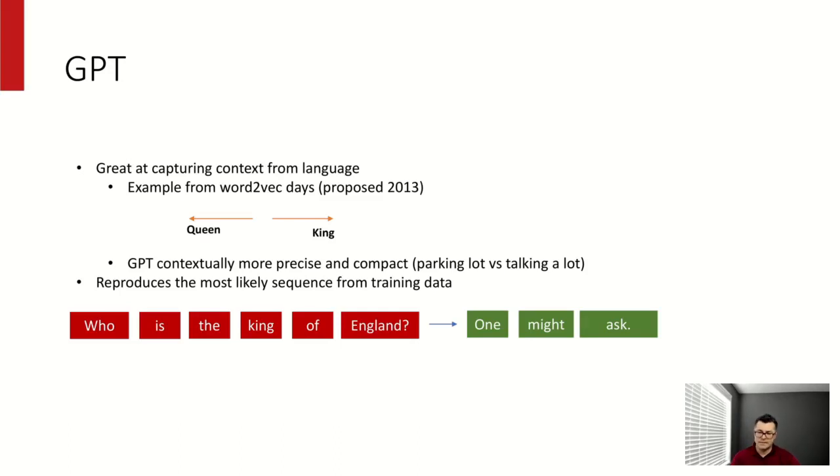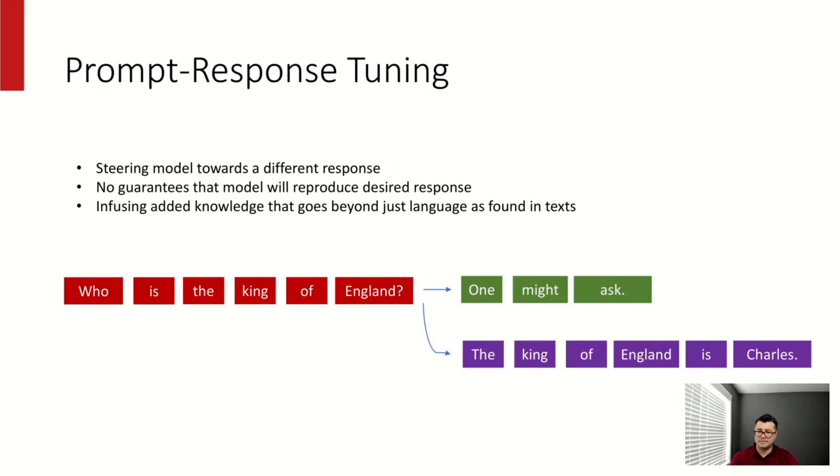Moving on. When we say we're going to use prompt response pairs and continue to train the model, what that means is, think of the initial prompt response pair, where you have who is the King of England, and then you get "one might ask." That's kind of like a generation path. When I try to tune the model, when I come now with my business data, what I'm really doing is trying to nudge the model to produce a different response.